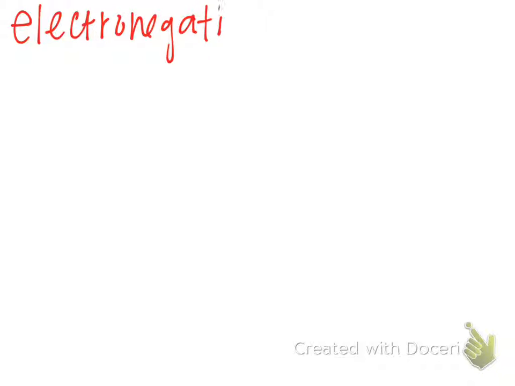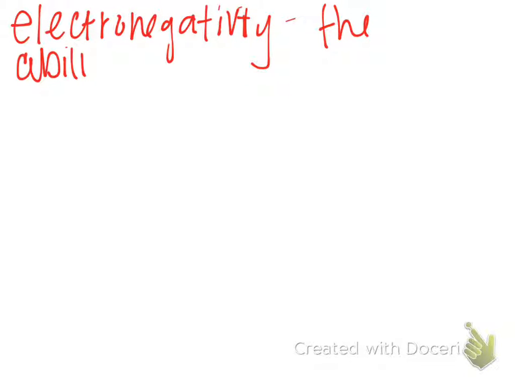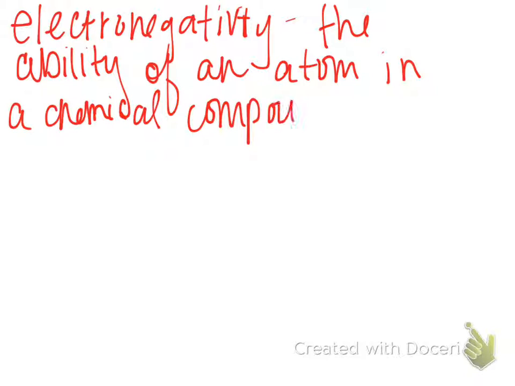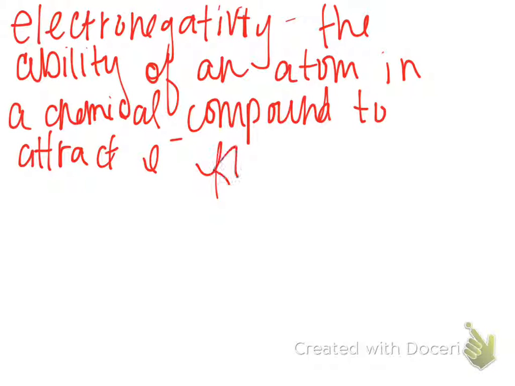Electronegativity tells us the ability of an atom in a chemical compound to attract electrons from another atom in that compound.